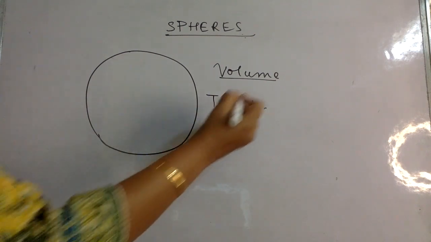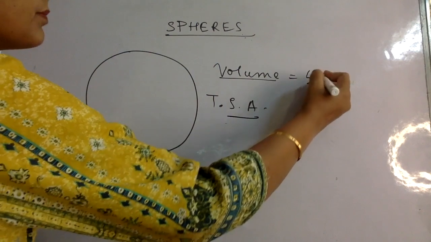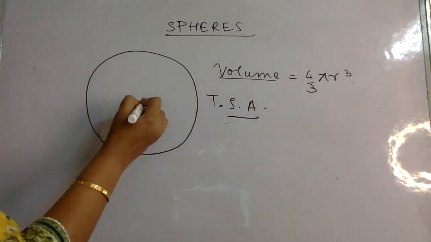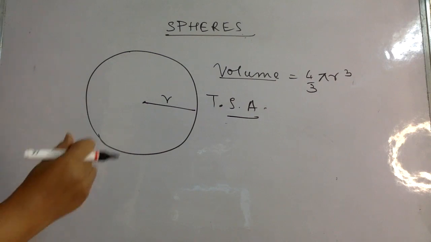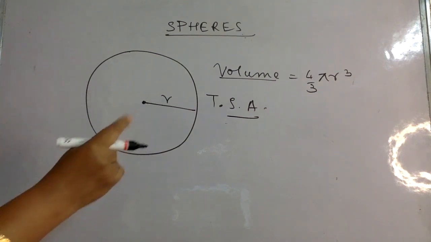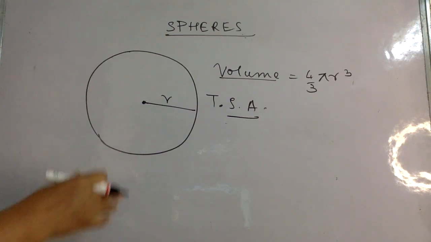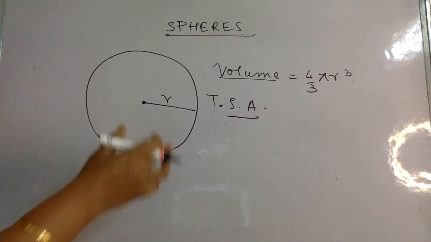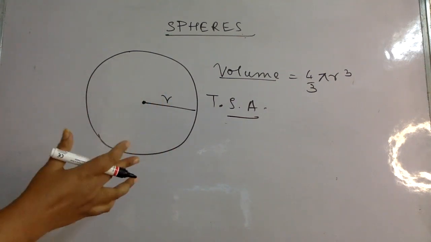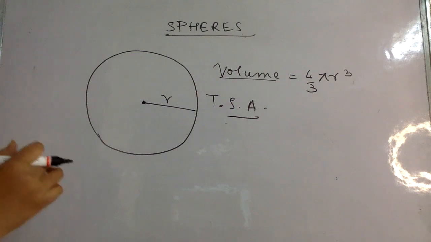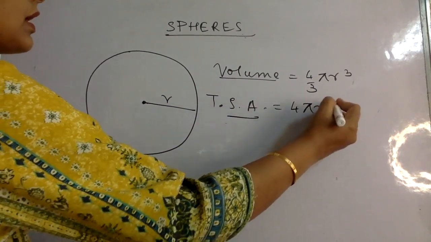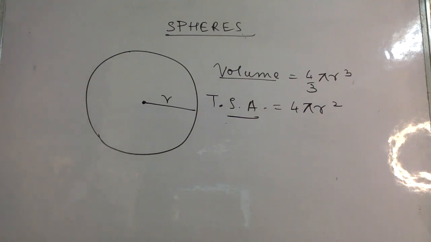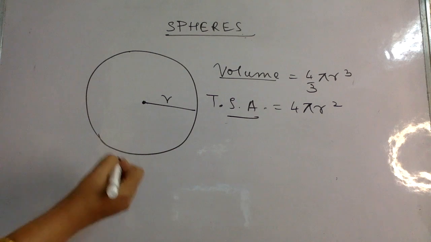Volume of a sphere is 4 by 3 pi r cube. What is r? r is the radius of the sphere. Remember, if we just get the radius of the sphere, we can get any sphere, just like if we know the radius, we can get the circle. So the radius of the sphere is r, therefore volume is 4/3 pi r cube. Coming to the surface area, it is 4 pi r square. So now we know the surface area of a sphere.